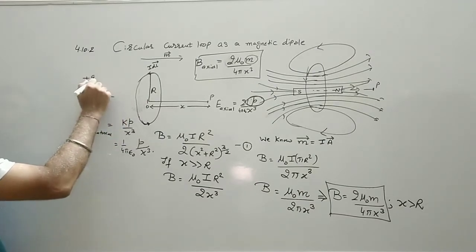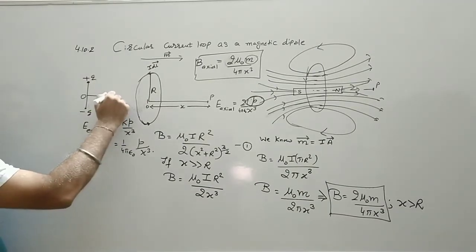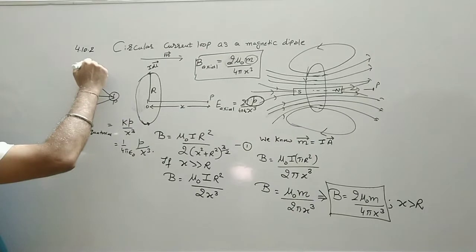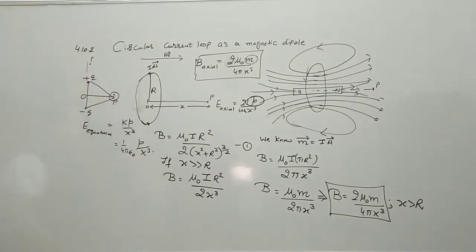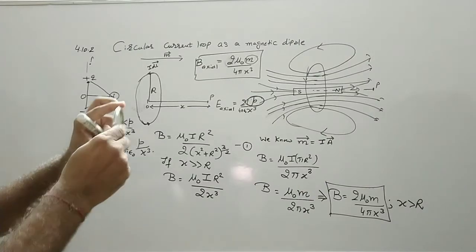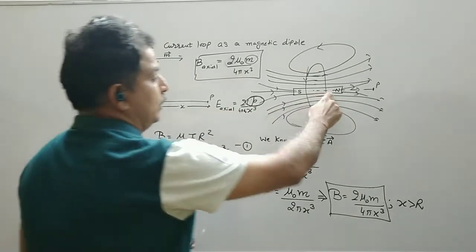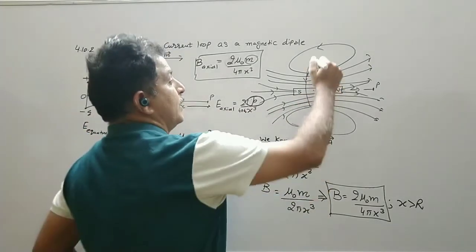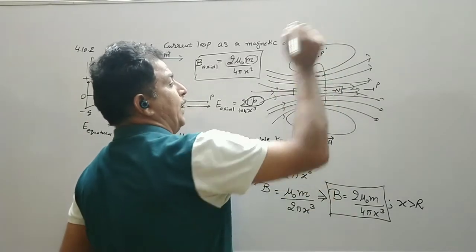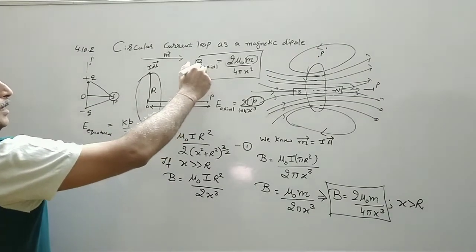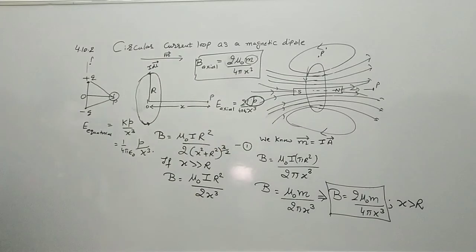Suppose this is a dipole, plus and minus, if you remember. Then here, if we have a point P, this point was referred to as an equatorial point, and if I take a point here, it was along the axis. So this point is along the axis of the loop. And if I take a point anywhere on the perpendicular bisector, this loop is behaving like a dipole. The dipole is this north and south. So if I take a point here, say P dash, it is an equatorial point. So there is an analogy between the B axial and E axial.